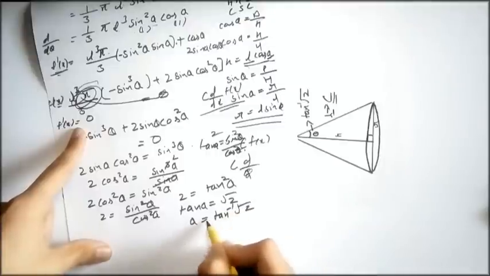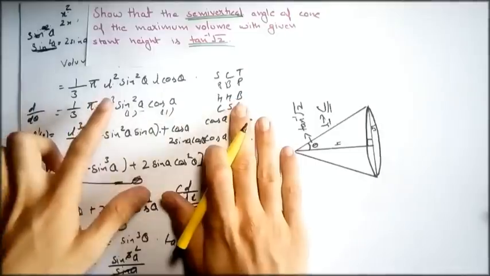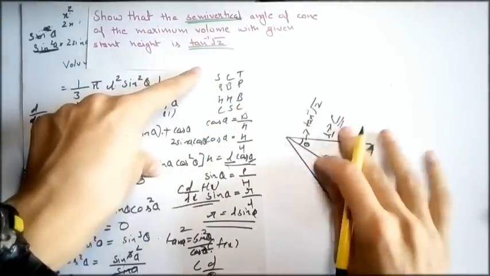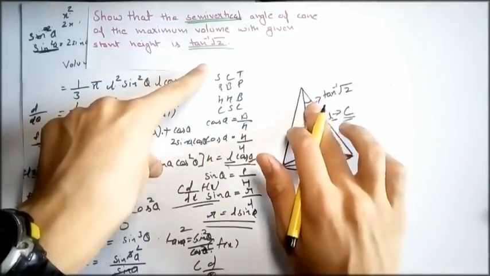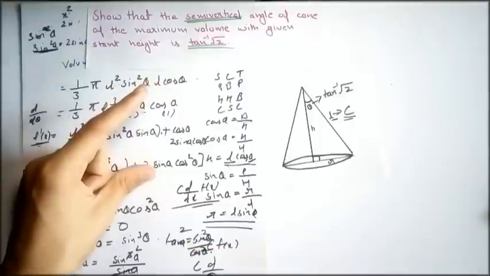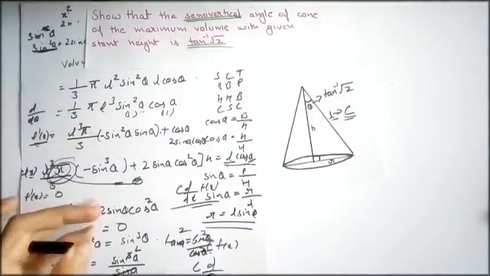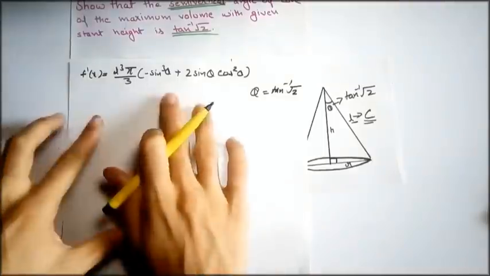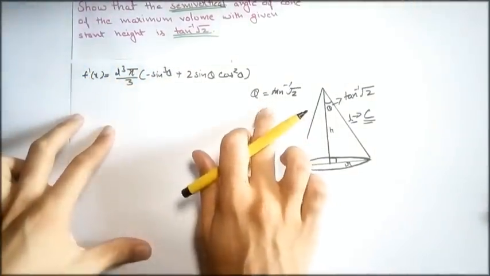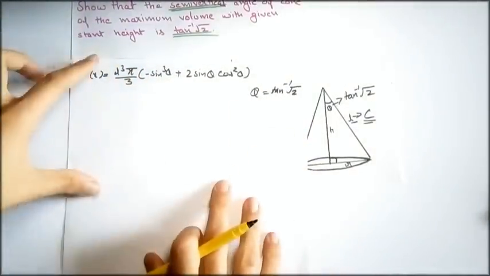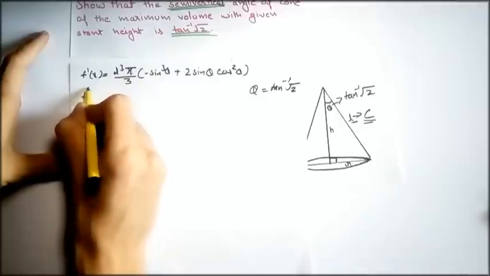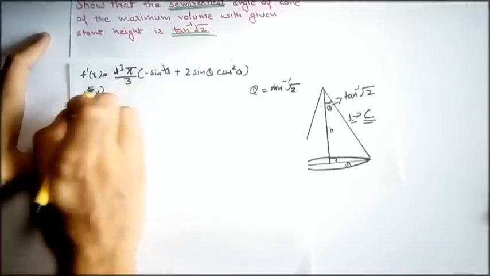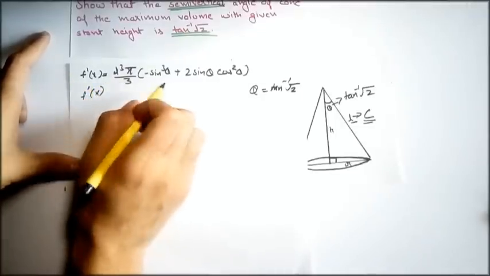So we have got the theta which is in the question. Now we just have to prove that the cone which has the angle tan inverse under root 2 has the maximum value. So we will put tan inverse under root 2 into the volume. Now we will double differentiate it and find whether this is maximum volume or not. So this is f dash x, and this is theta. Now we will double differentiate this. So f double dash x, again remember that we are differentiating with respect to theta.